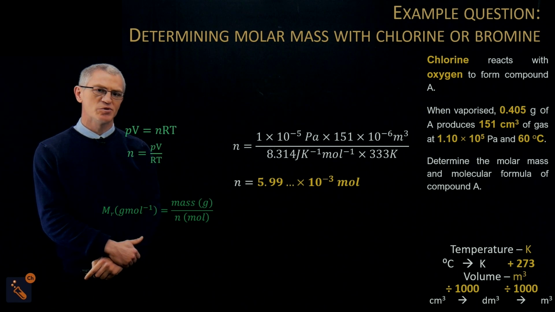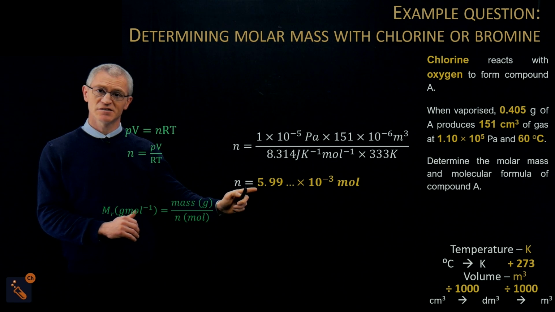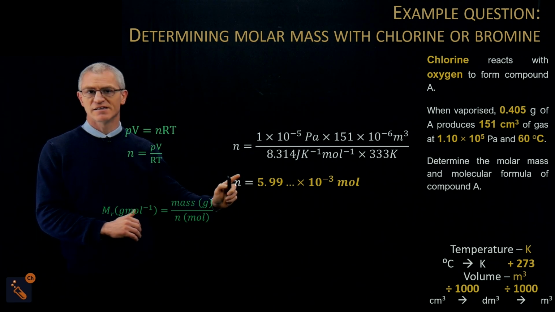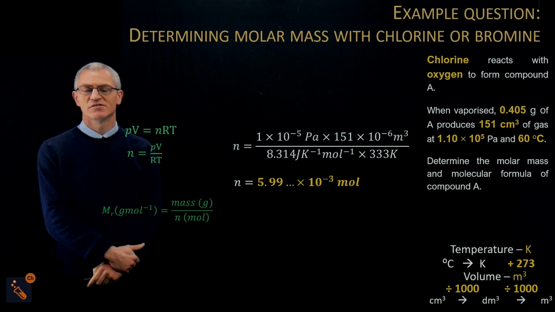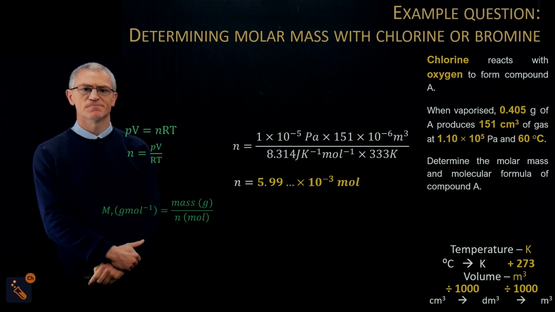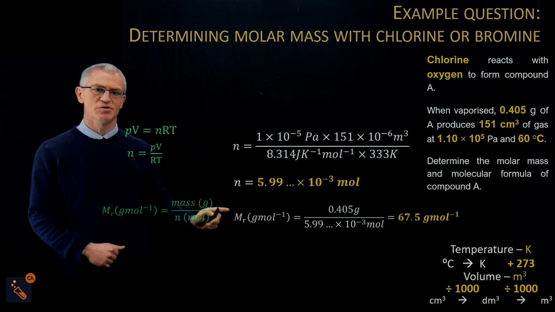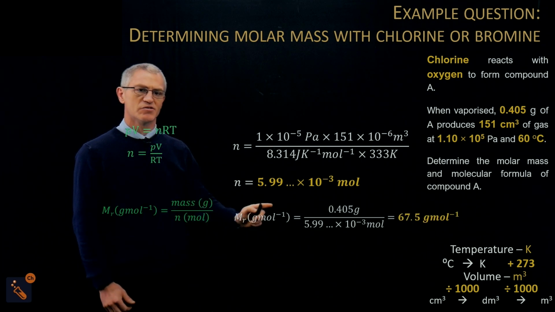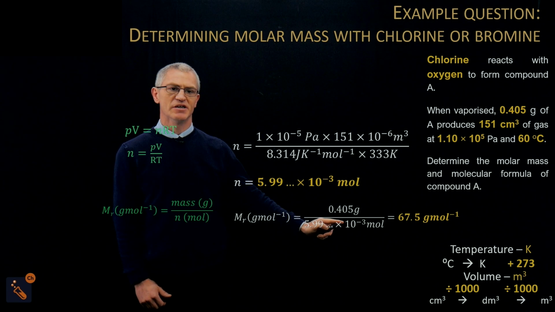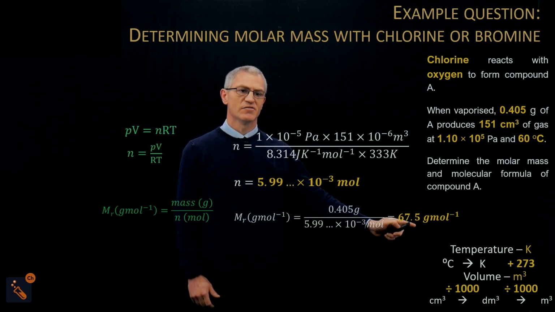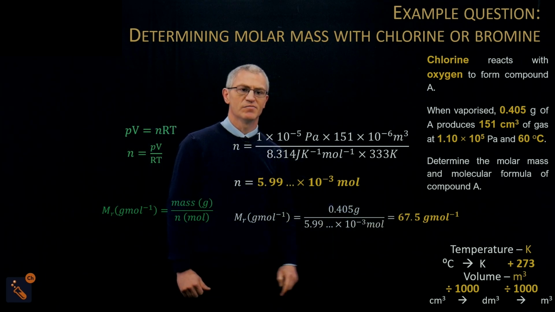That turned out to be 5.99 times 10 to the minus 3 moles. And again, keep that number in your calculator. Use the ANS button. I use that all the time if I'm doing these. Okay, and then we know we've got n, we know we've got a mass. So let's put that into our equation. We've got 0.405 divided by that number of moles, and we get a molecular mass, or a molar mass, of 67.5.